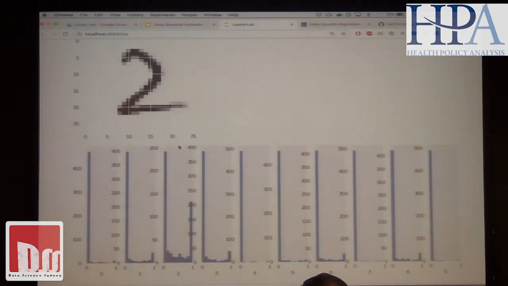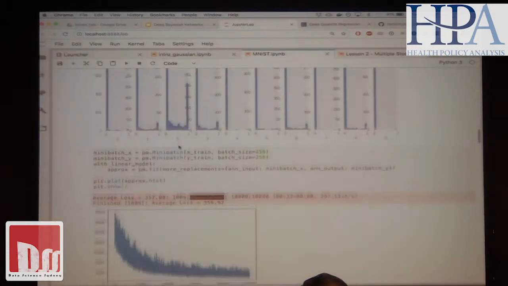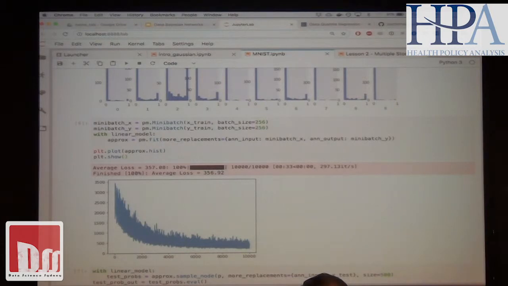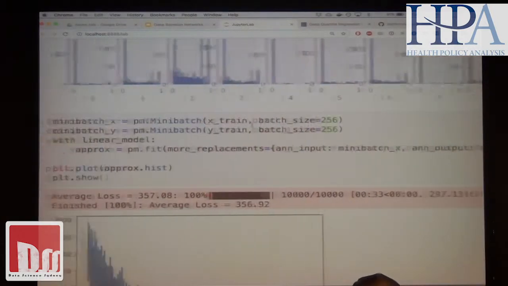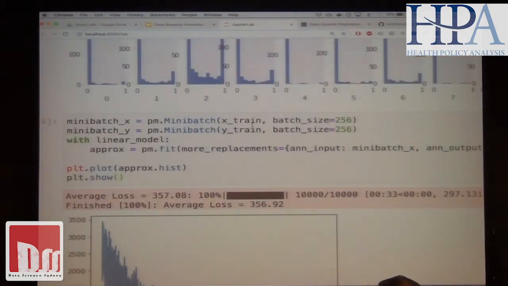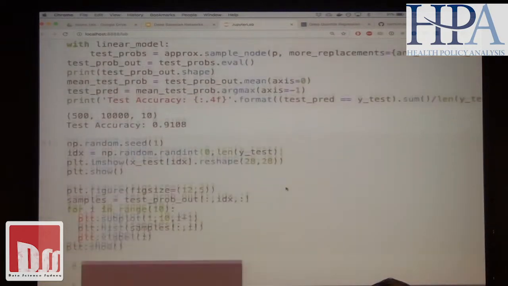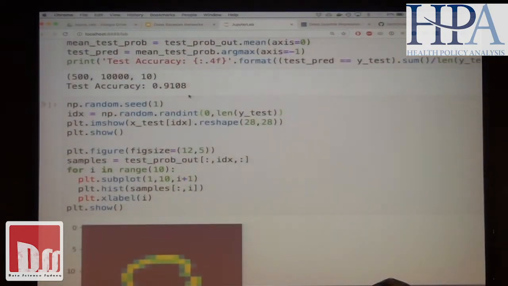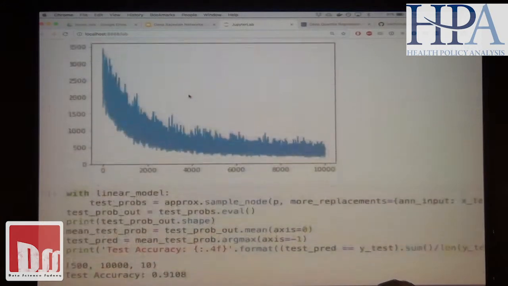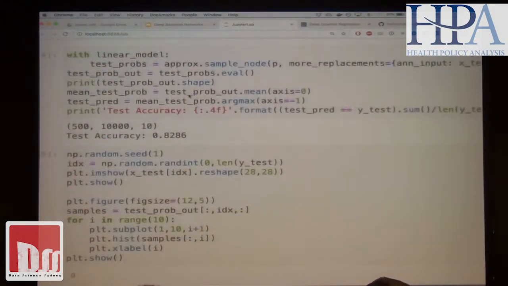Once I do the mini batch part of it, I take 256 values at a time only. Then it starts to converge a lot more. You can start to see it's starting to level off now. The accuracy is 91%, whereas before the accuracy was 82%.